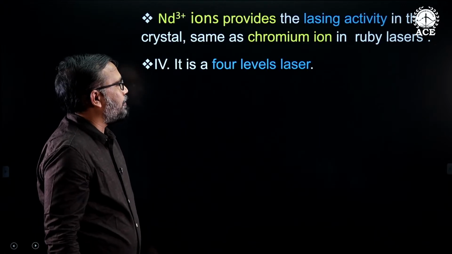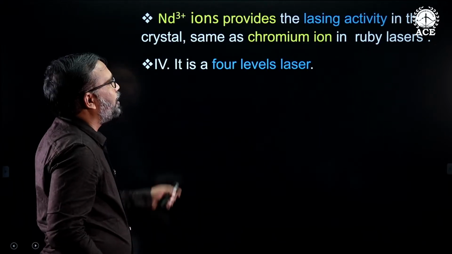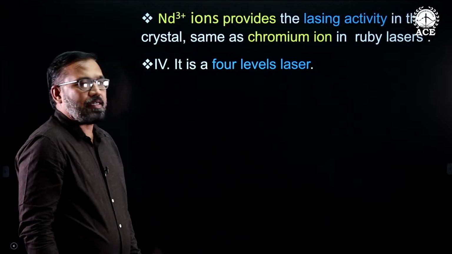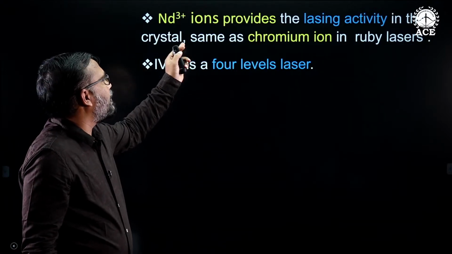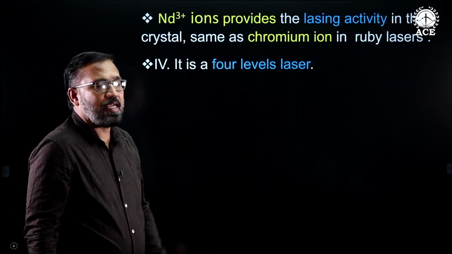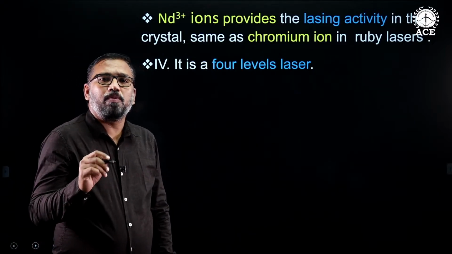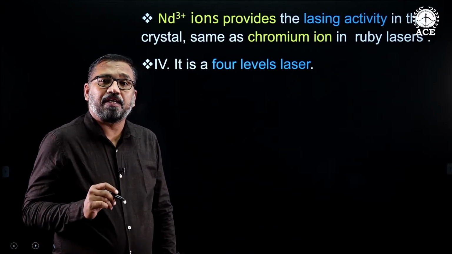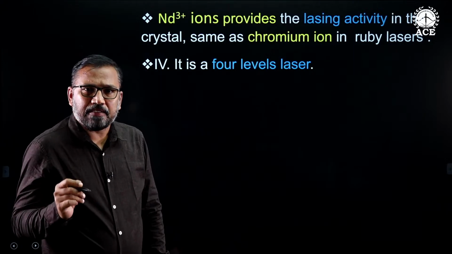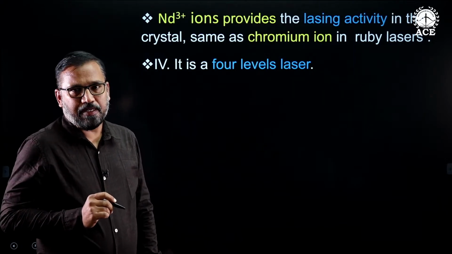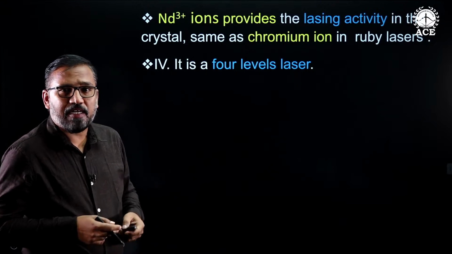Now I am going to draw the diagram here. See here, neodymium ions are providing the lasing activity. In the case of ruby laser, who are providing the lasing activity? Chromium plus 3 ions are providing the lasing activity. But here, who is providing the lasing activity?